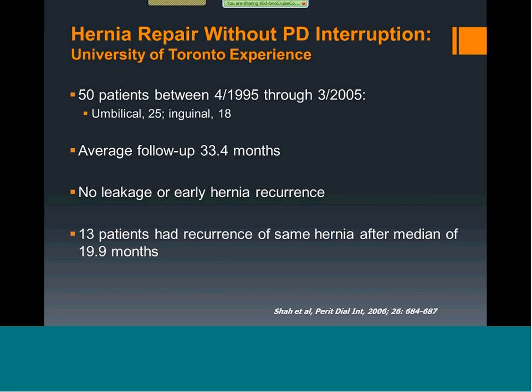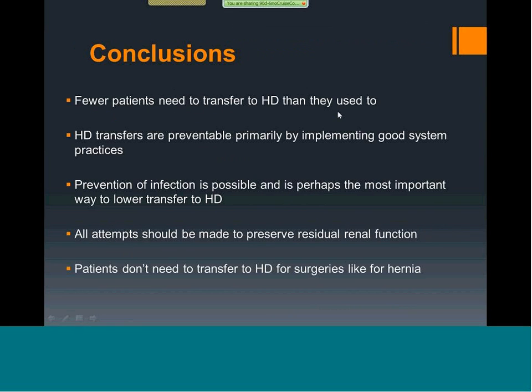That was also the experience from Dr. Borgman, in which they also had no leakage or early hernia recurrence, and they had 50 patients that went through this protocol over a 10-year period.